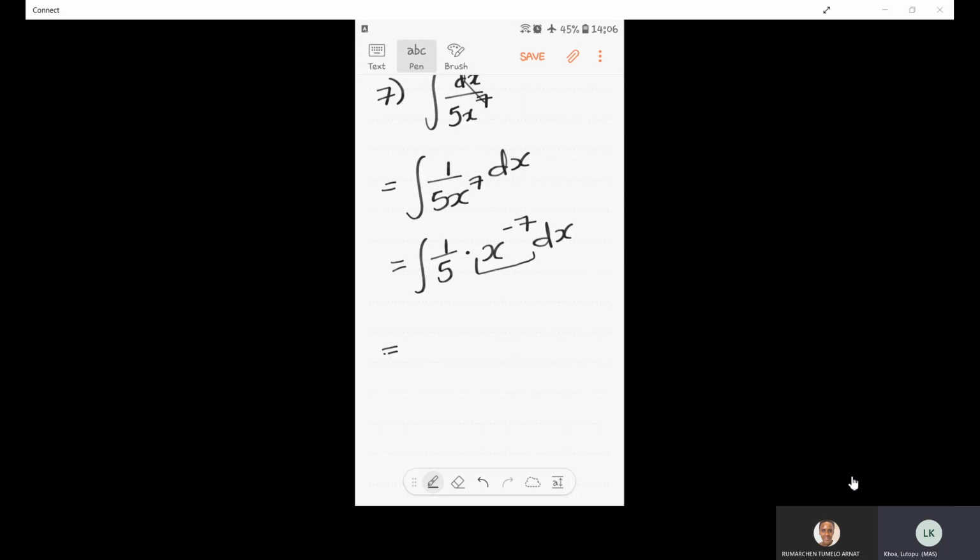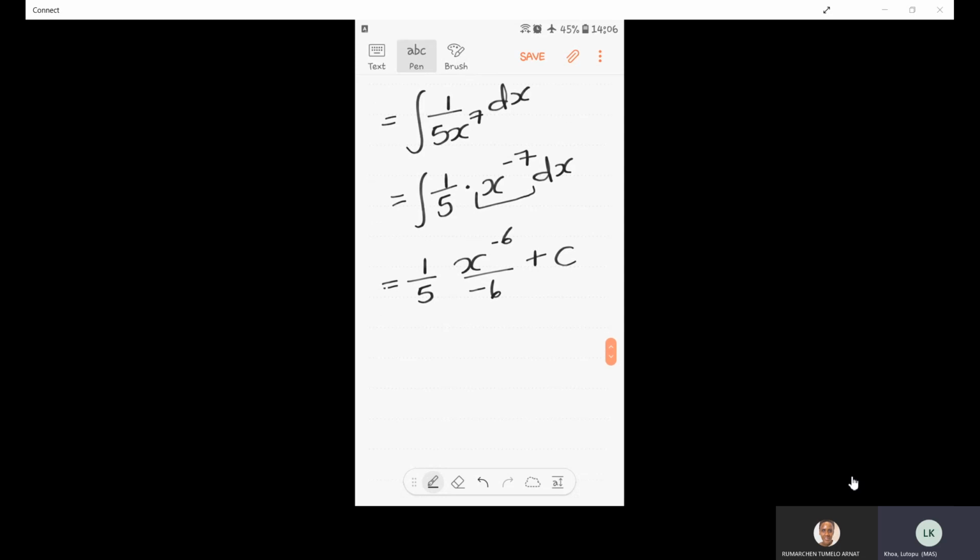Okay, so when we do that, we have 1 over 5 x to the power of negative 7 plus 1, which is negative 6, and then you divide by negative 6, then plus your c. So simplifying this, you get negative 1 over 30 x to the power of 6 plus c, and then that is your answer.